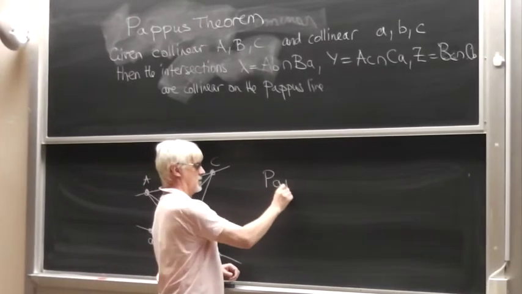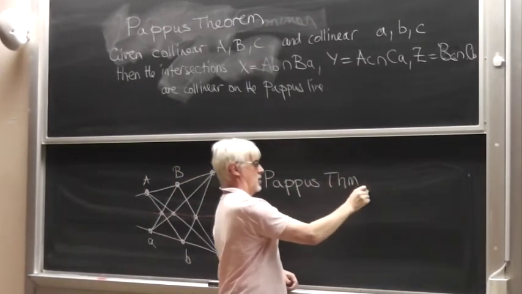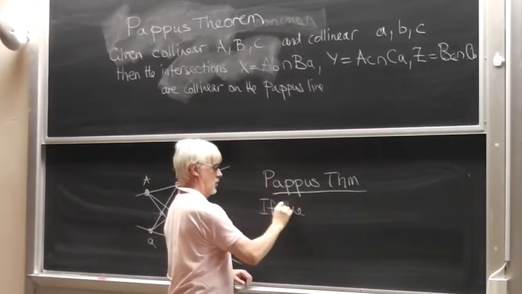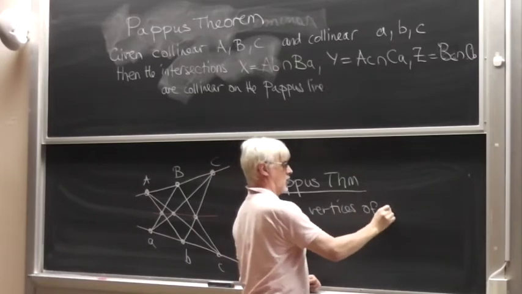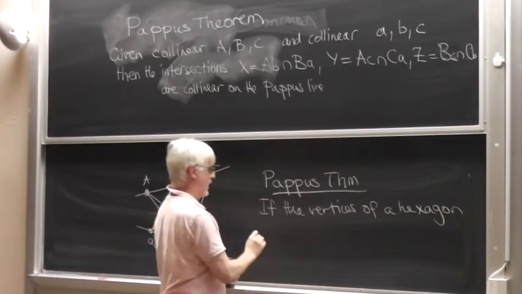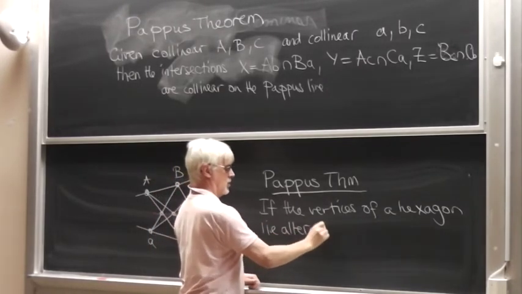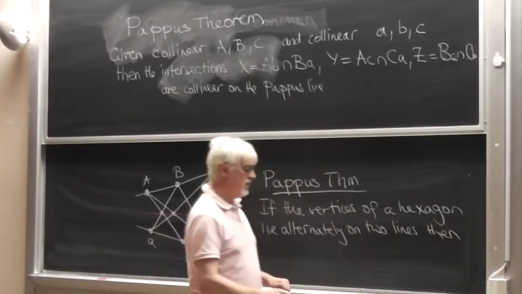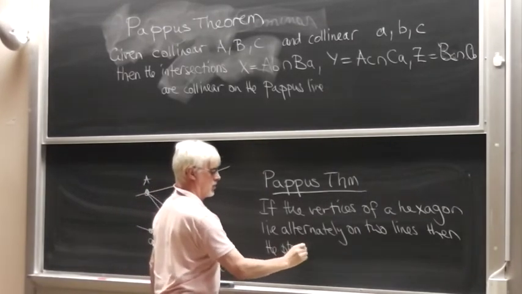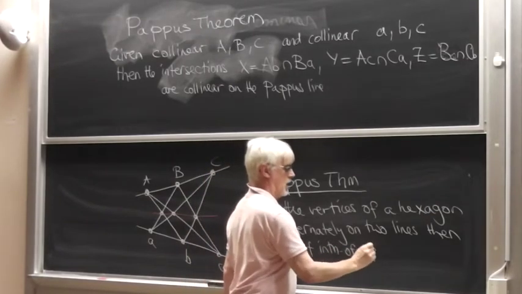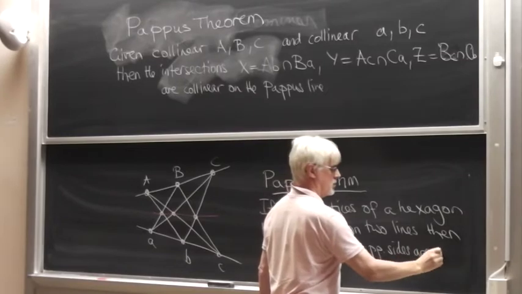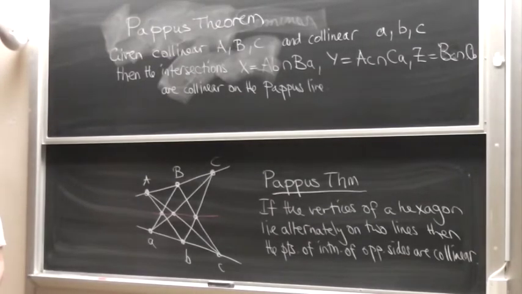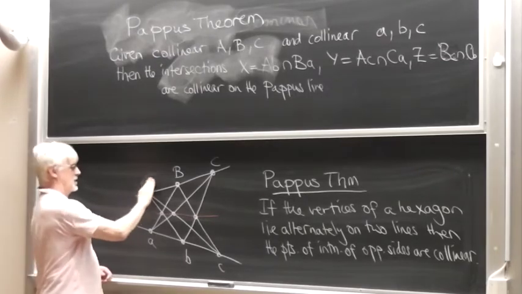So here's Pappus' theorem again. If the vertices of a hexagon lie alternately on two lines, then the points of intersection of opposite sides are collinear. So let me relabel the diagram. It's the same theorem, but this is just a better way to write it.